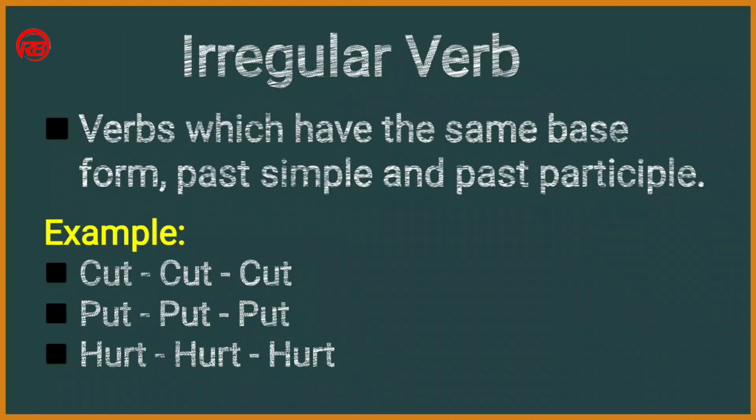Verbs which have the same base form for past simple and past participle. For example, cut, cut, cut. Put, put, put. Hurt, hurt, hurt. So in all the forms the verb will remain the same. There will not be any change in the verb.